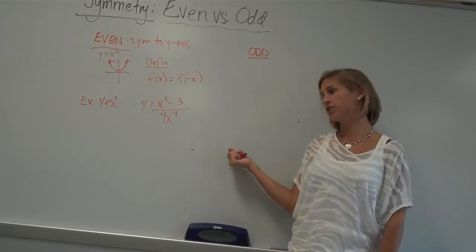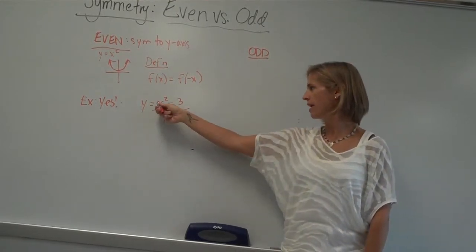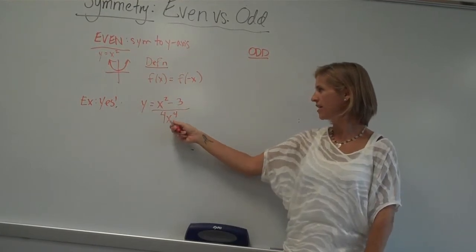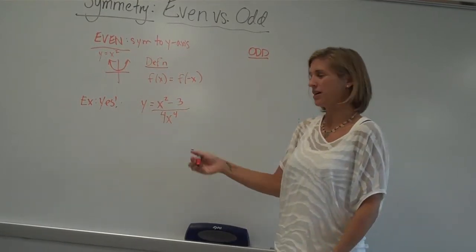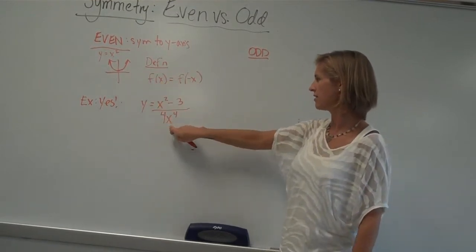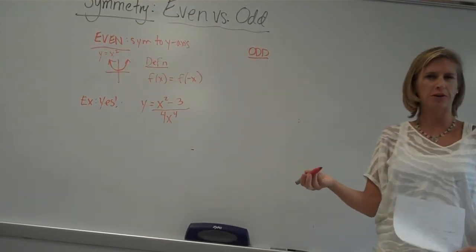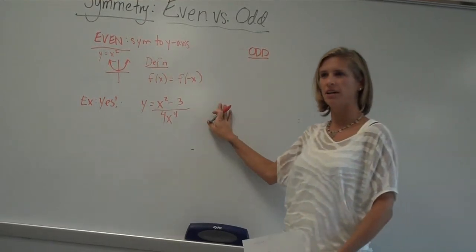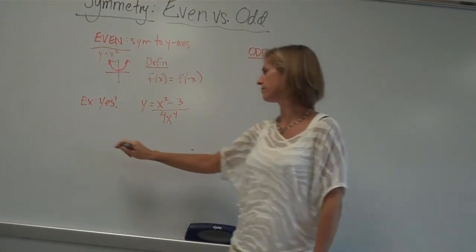Because if I take this function and replace all of my x's with negative x's, it just goes away, basically. Every time I plug in a negative for x squared, I just get x squared, and a negative in x to the fourth, I just get x to the fourth. Do you know what I mean? So if I plug in a negative, I get back the same original function.